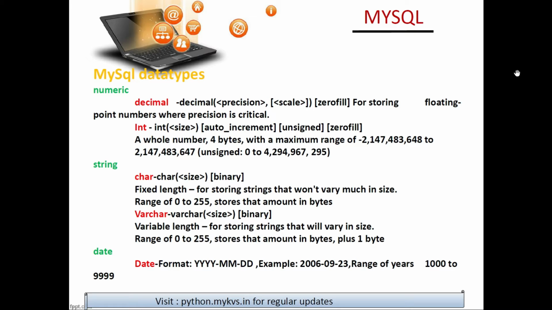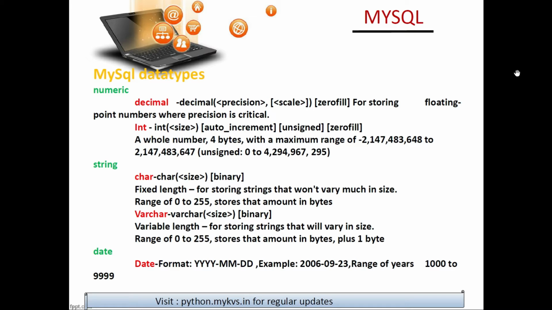Fine. String means char and varchar. Char means a fixed length for storing a string that won't vary much in size. For example, if you are storing male or female, it needs only one space. In that case it won't vary much, so you can take the char data type, and varchar you can take wherever the length may vary. Suppose names, you can take a maximum of 35 or 40 for the size of that data type, but both store strings only, for strings that vary in size.